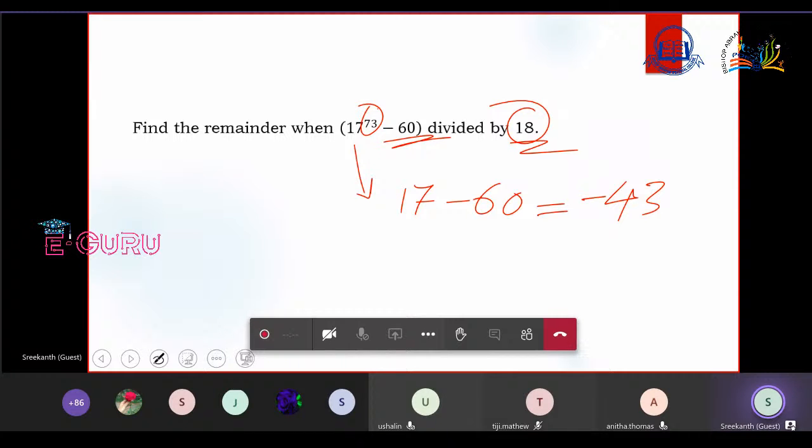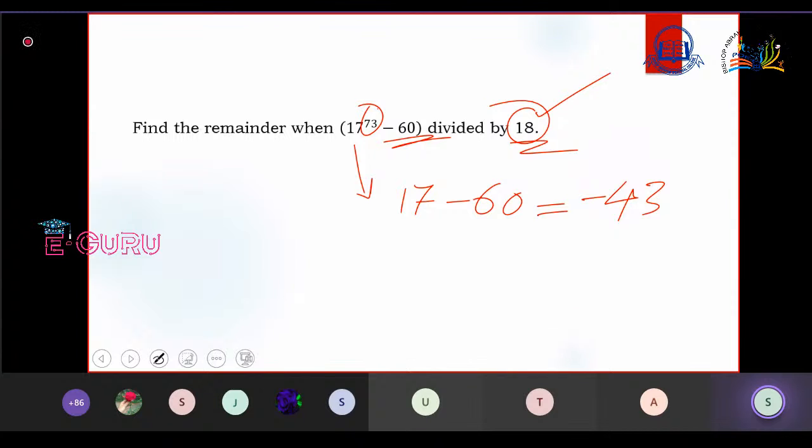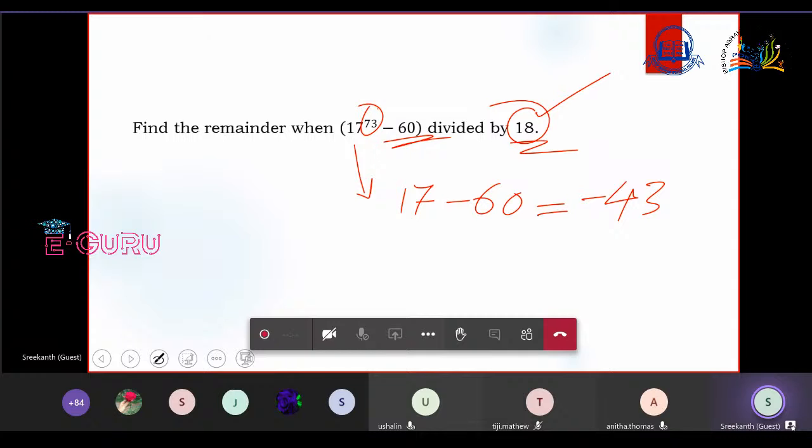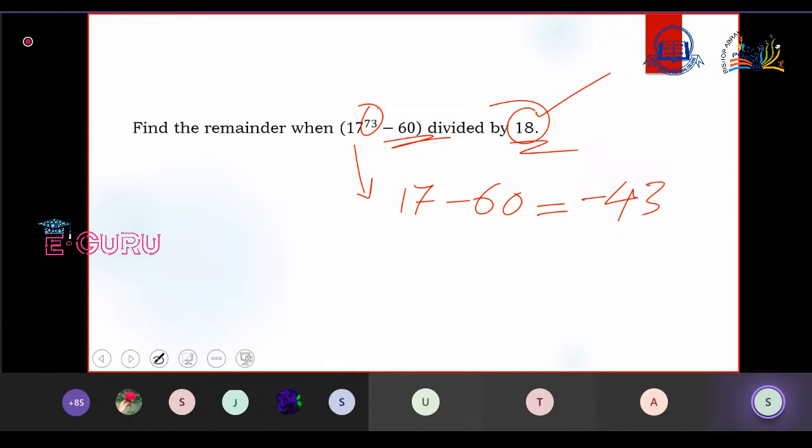And we know that the remainder can never be negative. If the remainder is negative, what we will do? We will add the number which is there for division. So we need to add 18 to this minus 43. So again we will get a negative number only. So for avoiding that and doing it in a single step, what we need to do?